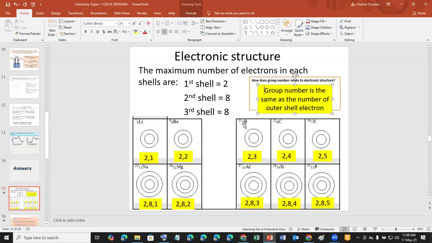Okay, let's look at group 3. Boron and aluminium. 2 plus 3 is 5, obviously, and the 3 in the outermost shell tells us that these should be in group 3. Same thing with carbon and silicon. Those are in group 4. Why? Because the number of electrons in their outermost shell is 4.